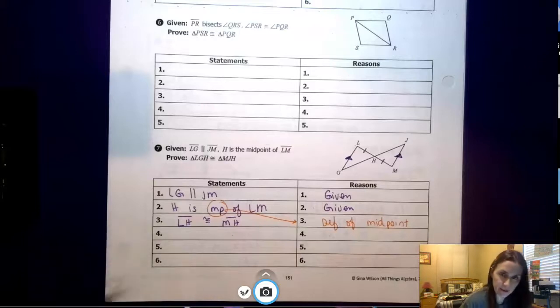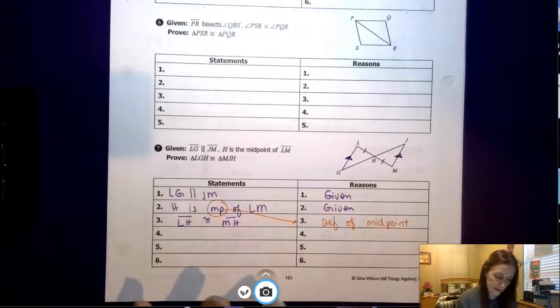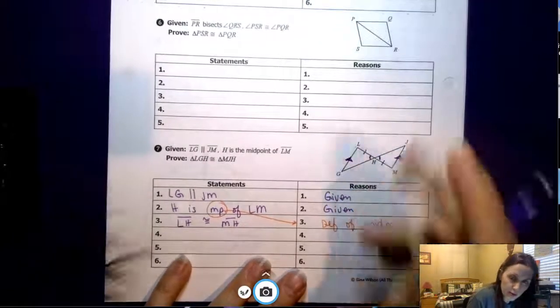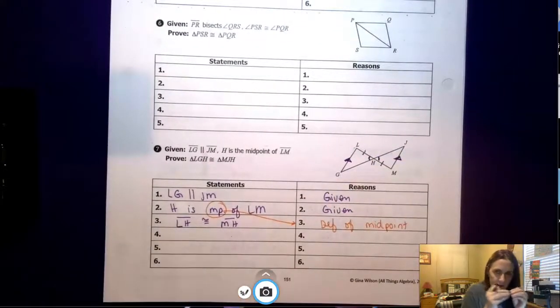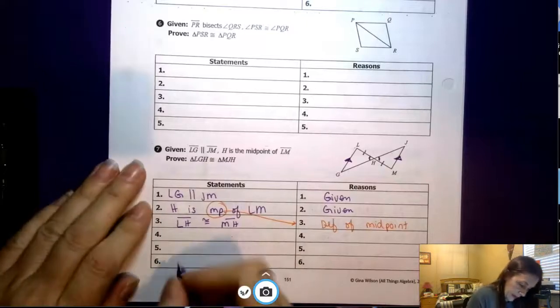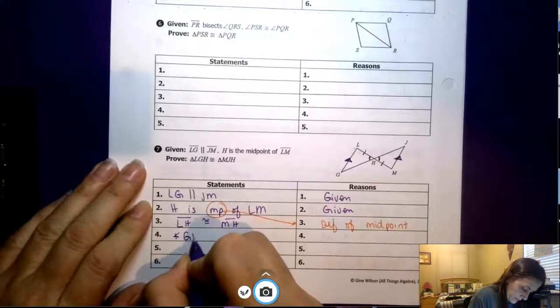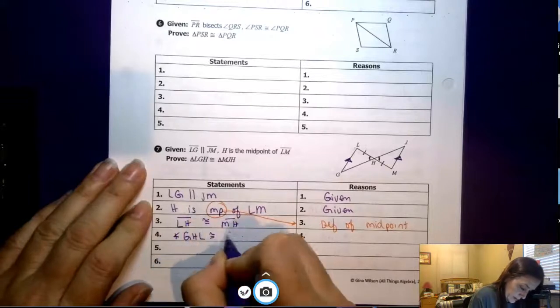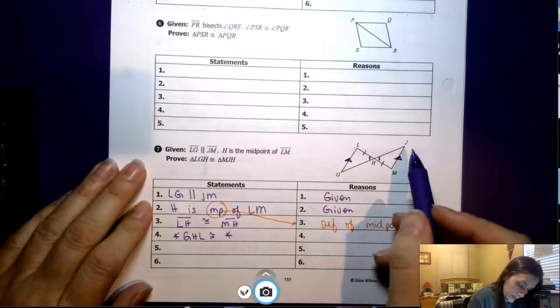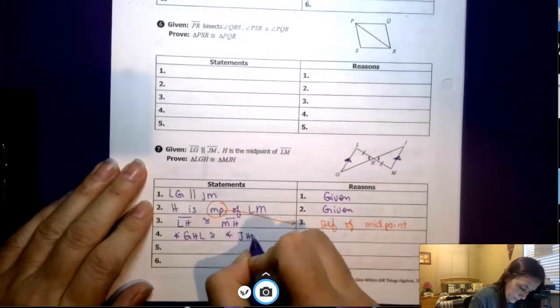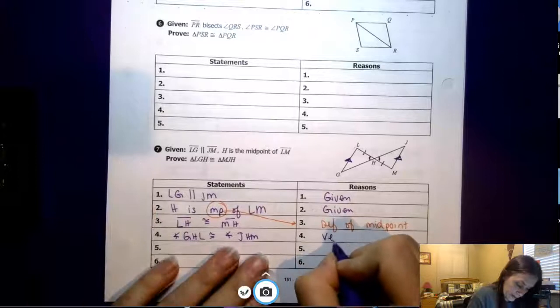Do I have enough to say that the triangles are congruent? Can't really figure out another side. Can I figure out an angle? Okay, so one that's really nice is hopefully we all see this angle right here. Those two are those ones that those B's are kissing. They're vertical angles. So I have to name this angle GHL is congruent to angle JHM. Those are vertical angles.